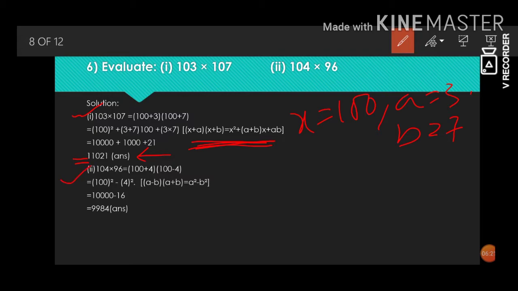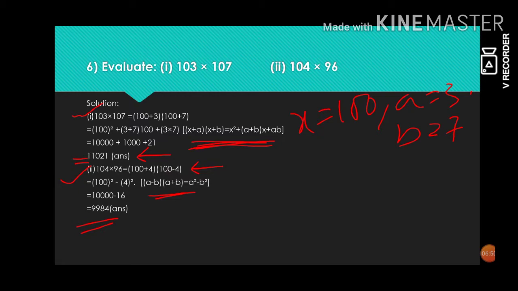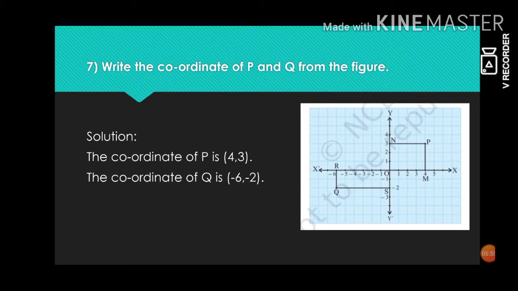Second subpart is 104 into 96. So it can be expressed as (100 plus 4) into (100 minus 4). We are using the identity (a plus b) into (a minus b), which is equal to a square minus b square. So 100 square minus 4 square will give us 10,000 minus 16, that is 9948. So this is how we evaluate by not directly multiplying, but by using the identity.